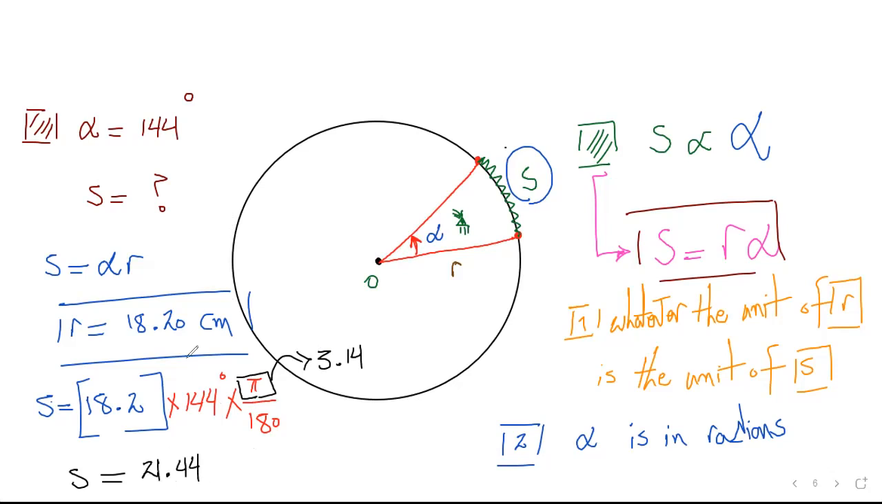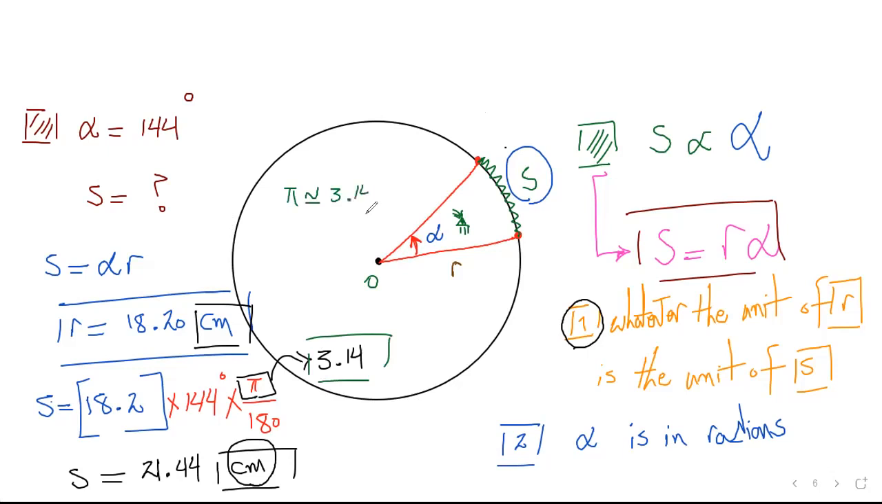almost 21.44. But what is the unit of the length? It is centimeter, because point number one, we said that whatever the unit of the S is the unit of the R. Then if the radius is in centimeter, then the S is also in centimeter. And remember, I used pi as roughly equal to 3.14, if you just want to put that in your calculator and make a round value.